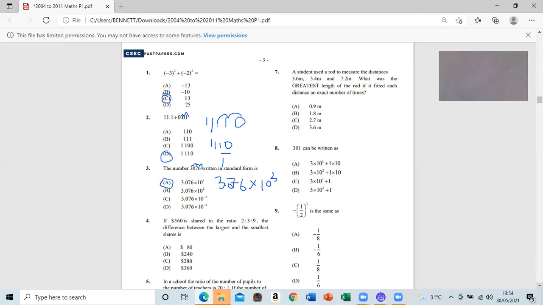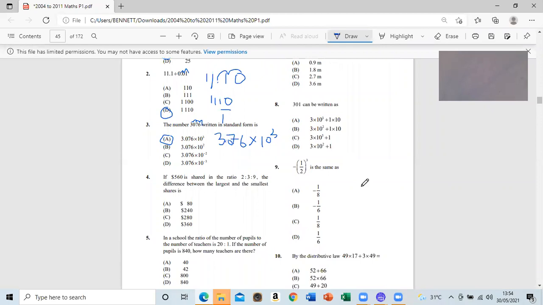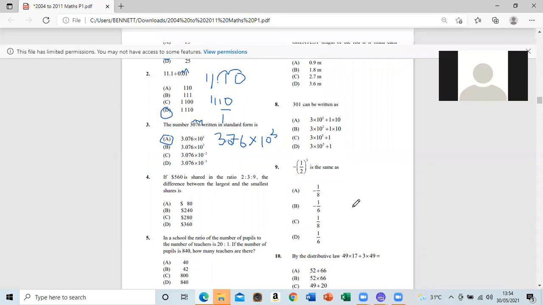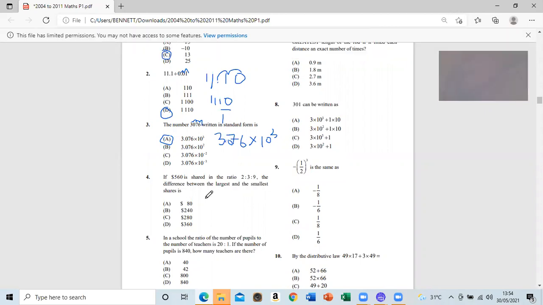All right. Good job. Kiana Brown, wish everybody would join at the same time. If 560 is shared in the ratio 2 to 3 to 9, the difference between the largest and the smallest share is, it's on my channel also. I just didn't have the answer on the thing.